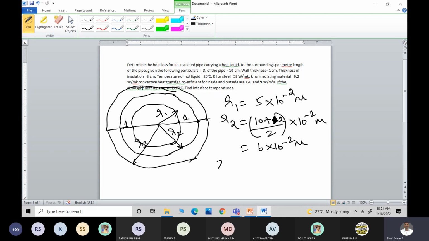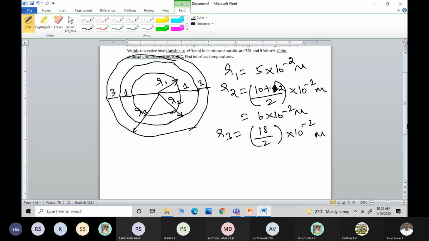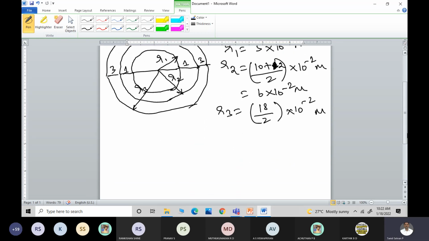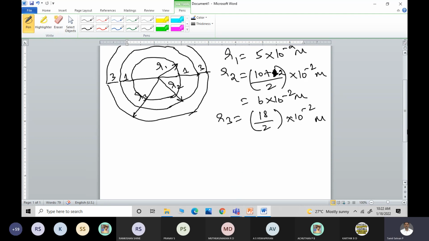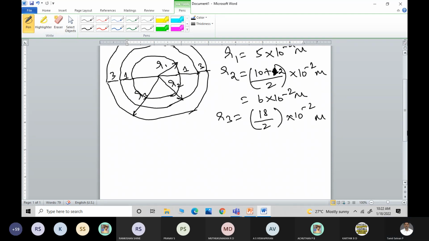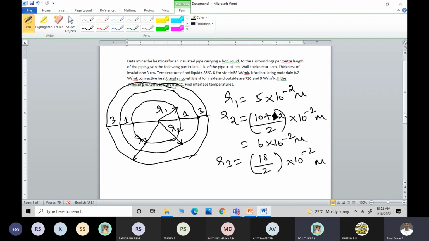And R3. What about the thickness of the insulating material? 3 centimeter. So 3 centimeter here, 3 centimeter here, and 3 centimeter here. So totally it becomes 12 plus 3, 15, 18. 18 by 2 into 10 power minus 2. So 5 centimeter, 6 centimeter, and 9 centimeter. Is it fine? Yes, sir. Okay, ma.